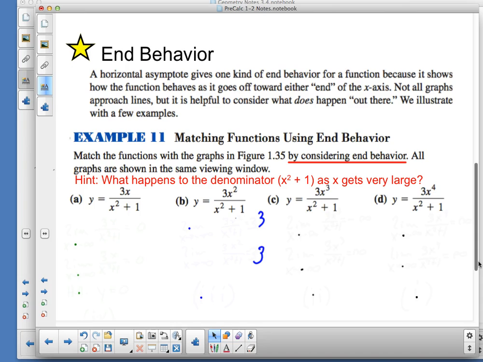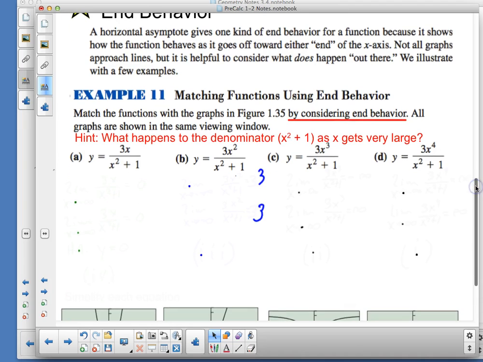But the end behavior is what's happening on the outside of the function as we're going. Not all graphs approach lines, but it is helpful to consider what does happen out there. We illustrate with a few examples. Now, match the function with the graphs in figure 1.35.